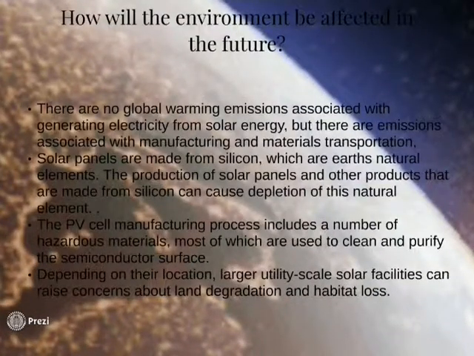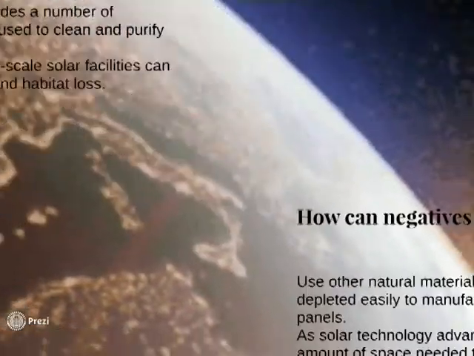How will the environment be affected in the future? There are no global warming emissions associated with generating electricity from solar energy, but there are emissions associated with manufacturing and materials transportation. Solar panels are made from silicon, which is one of Earth's natural elements. The production of solar panels and other products that are made from silicon can cause depletion of this natural element.